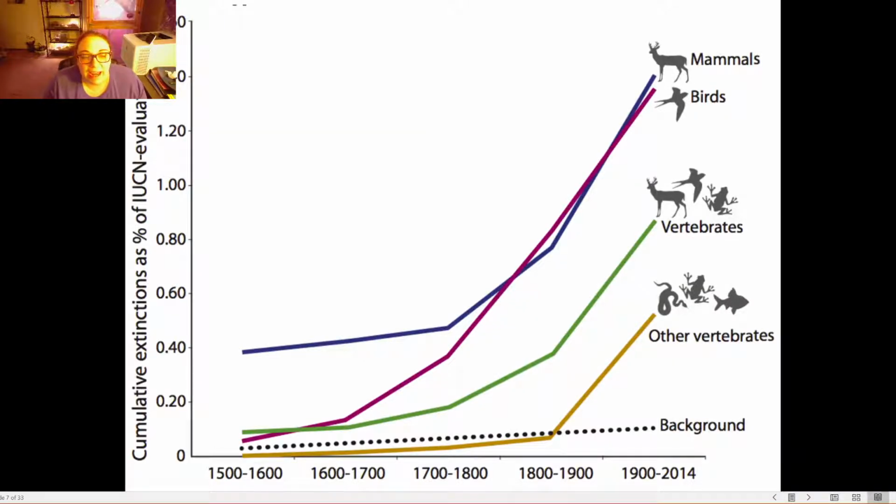And it's in every group of animal. So this right here shows the increase in extinction since European settlement. This is where European settlement happened, and around the time when the Industrial Revolution began, in about 1760, is where you start seeing an even larger increase. So the extinction rate just shot up after the Industrial Revolution.